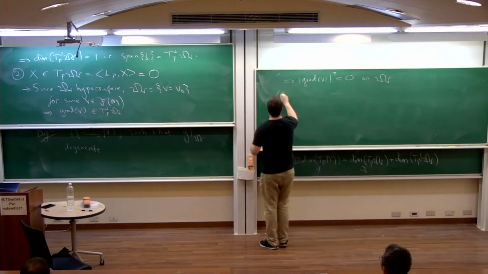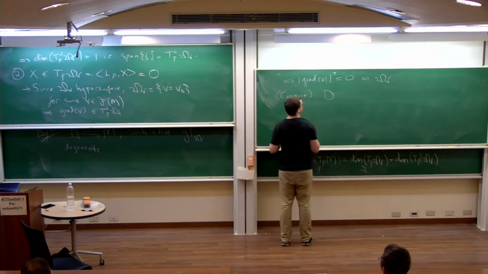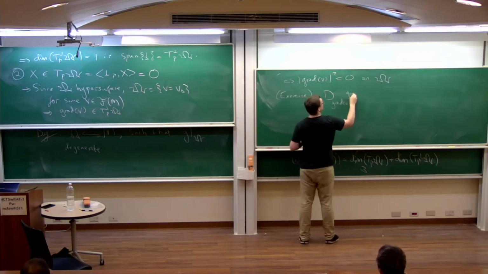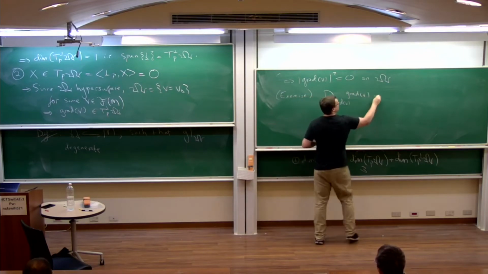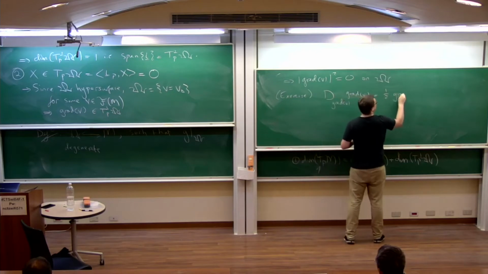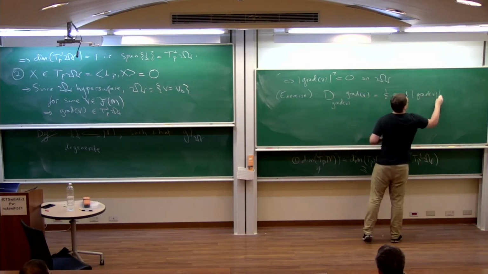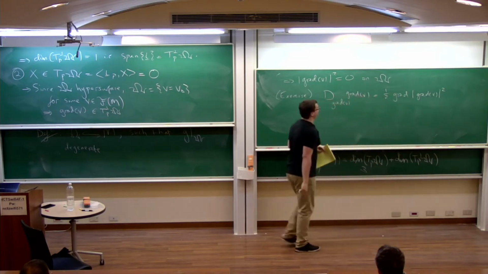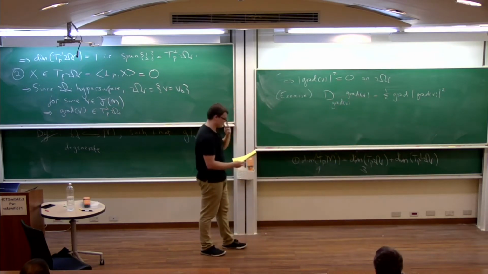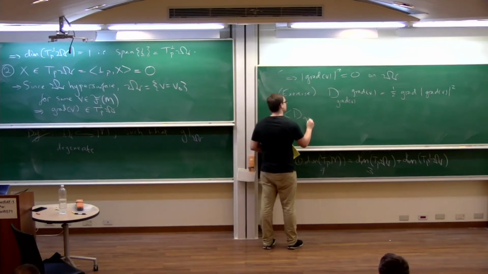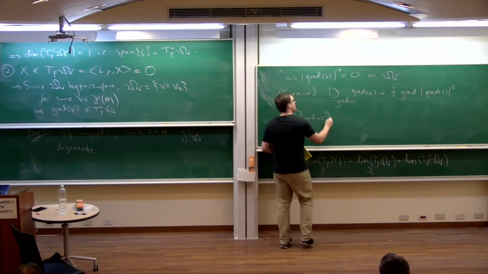Okay, so I'll leave this as an exercise, but there's a nice identity. If you use the Levi-Civita connection, D, and you look at the inner product of grad V with grad V, this is exactly 1/2 the gradient of grad V squared. Right? Which means taking an inner product with any tangent vector will give me 0.